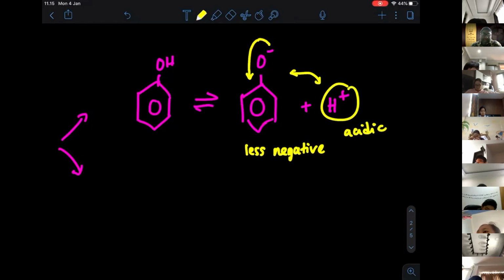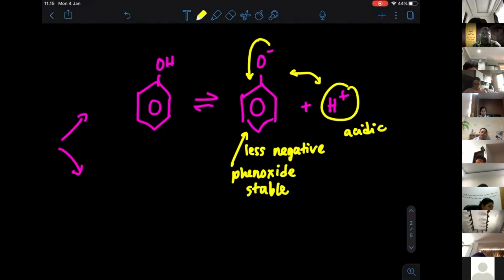There's another explanation to it. Since the negative charges are being spread across all the carbons in the benzene, this ion, called the phenoxide ion, is going to be very stable. Generally, do remember in chemistry, they always like to form something that is stable. So this phenoxide ion is more stable.